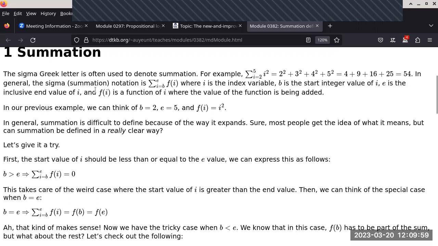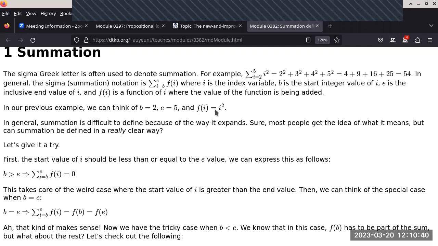So in general, the sigma summation notation is like this, where I abstract out where we start, where we end, and what is each term that we're adding in the summation. So instead of saying this is i squared or i cubed or whatever, I just say it's some function of i. So are we still doing okay so far with the notation? Okay. So in our previous example, we can think of b being 2 because that's our starting point. e is 5, that's where we stop the summation. And f of i is i squared because that defines what each term is.